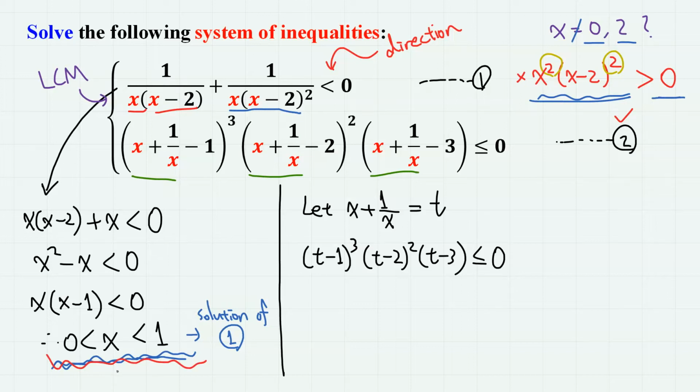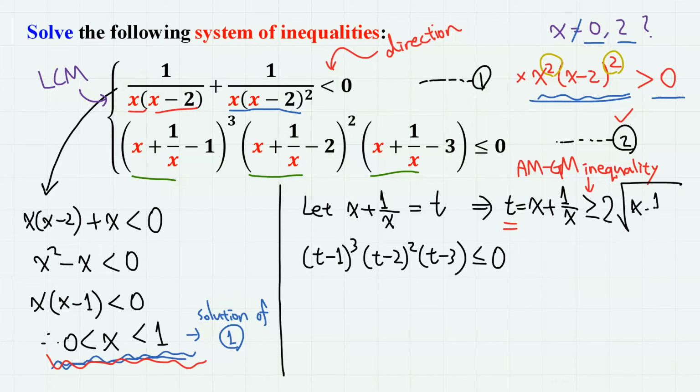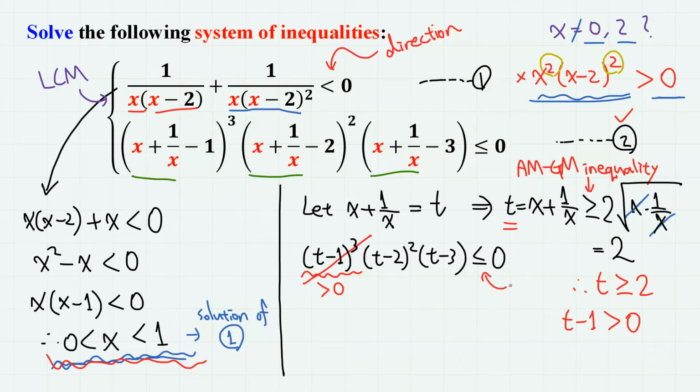We know that x is positive, hence the possible range of t is limited by the relation between arithmetic mean and geometric mean. So we have 2 times the square root of x times 1 over x, which is simply 2. So we have t equal to or greater than 2, and this implies that t minus 1 is positive, so this entire term is positive. So we can simplify the inequality by dividing both sides by (t minus 1) cubed without changing the direction of the inequality sign. Therefore, we simply have (t minus 2) squared times (t minus 3) less than or equal to 0.